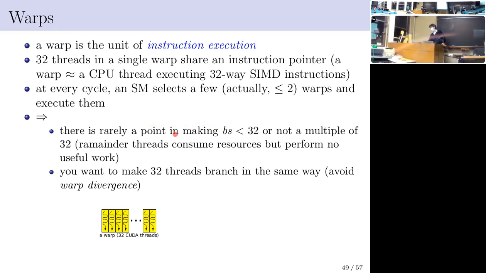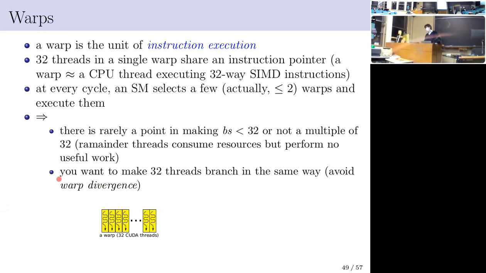So similarly, but to a somewhat lesser degree, it doesn't make much sense to, for example, have a thread block size of, let's say, 40, right? So you still need 2 warps. But if you have 2 warps, you can actually have 64 threads, right? So 24 threads are simply wasted if you specify the thread block size to be 40. So it is almost always a good idea to make the block size a multiple of 32, which is the warp size.